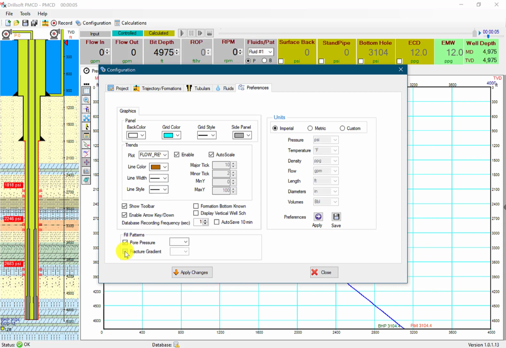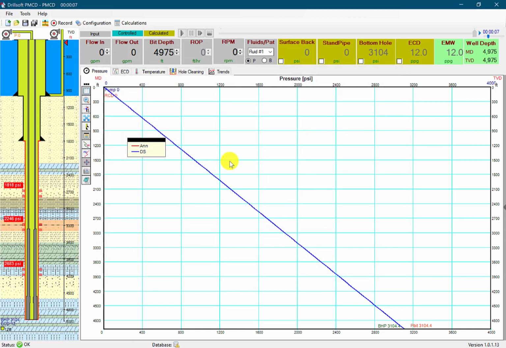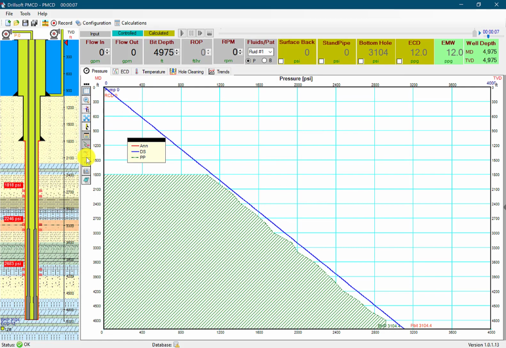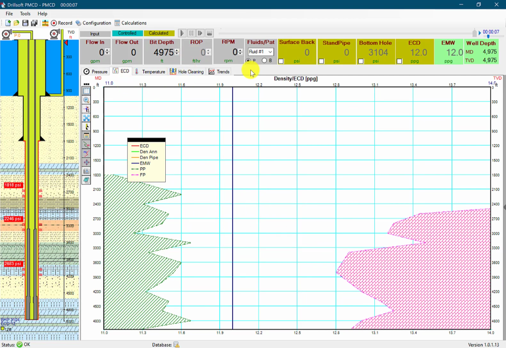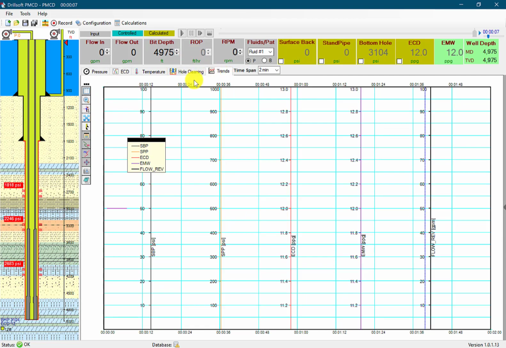and we can also activate pore and fracture pressure gradient patterns so that we can have a better observation of what's going on in the well. So let's activate those. Now we can see our pore and fracture pressure window and the gradient window. And we have our trends here.